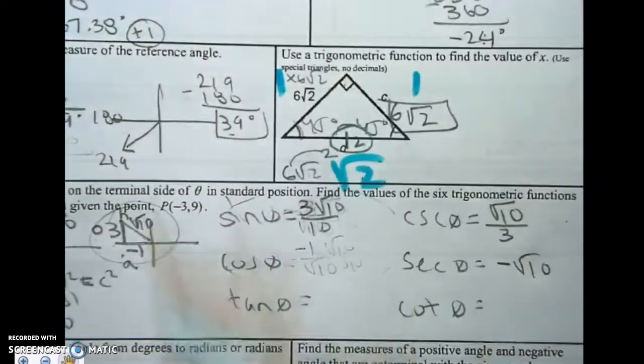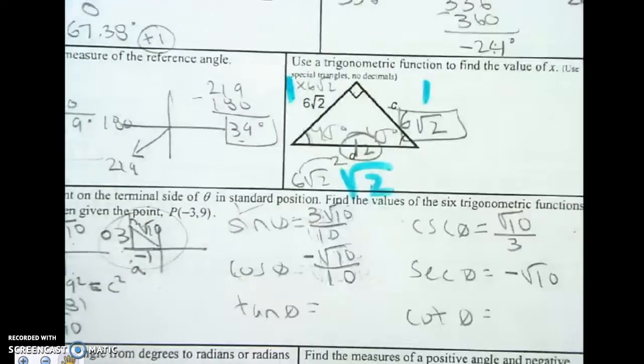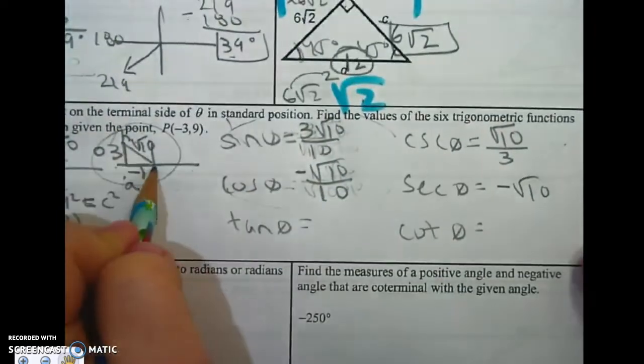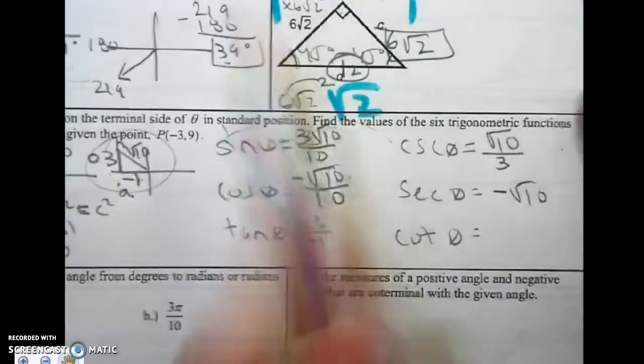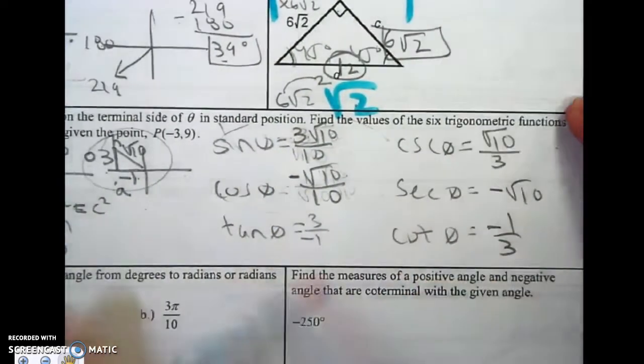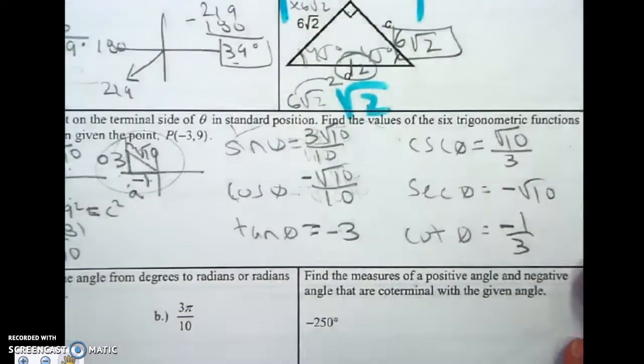You're not going to erase your work. I'm just showing it for space. Negative rad 10 over 10. And then tan is opposite over adjacent. 3 over -1 simplifies to -3.